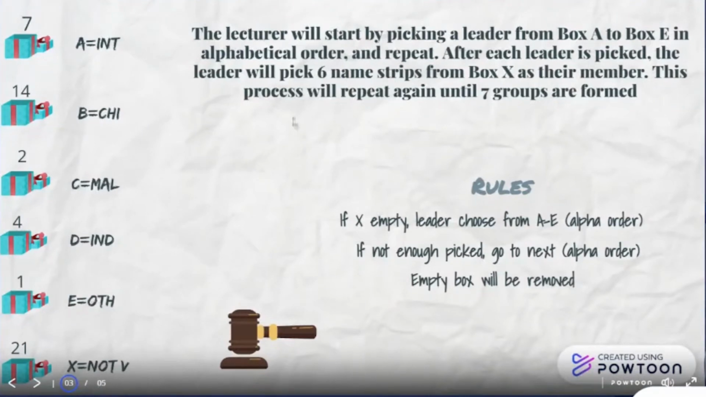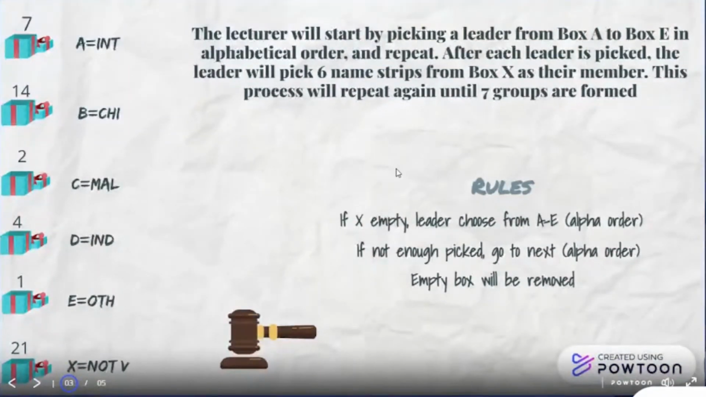So now let's see this. The lecturer will start by picking a leader from box A to E in alphabetical order and repeat. After each leader is picked, the leader will pick 6 name strips from box X as their members. This process will repeat until 7 groups are formed.